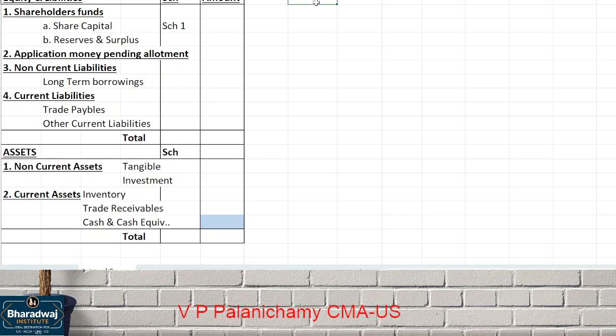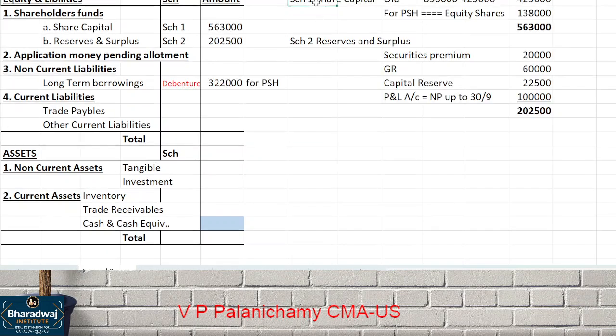Start. Working note 1 for share capital. Share capital: 4,25,000 for preference shares we have given, so 5,63,000. Securities premium and general reserve are already given in the balance sheet. Capital reserve 22,500. P&L for the first 6 months 2,02,500.